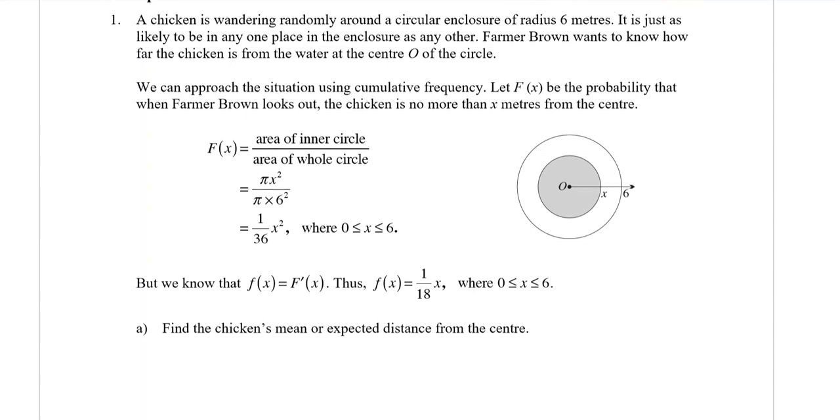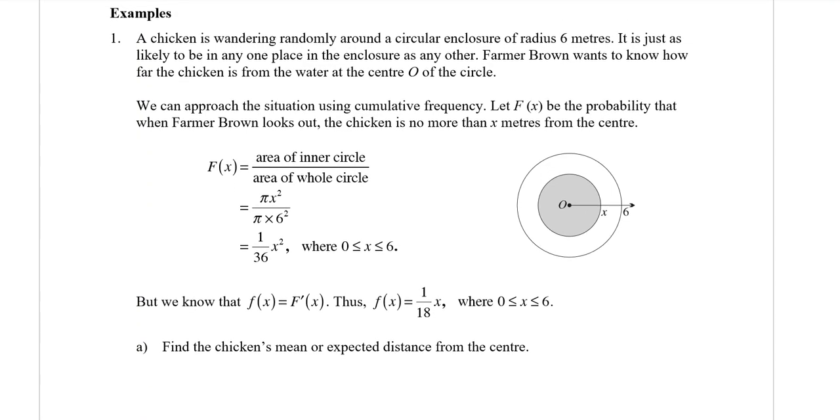All right, so, questions. A chicken, here's our chicken wandering around the paddock again. A chicken is wandering randomly around a circular enclosure of radius 6 meters. It is just as likely to be in any one place in the enclosure as any other. Farmer Brown wants to know how far the chicken is from the water at the center O of the circle. We can approach this situation using cumulative frequency. Let capital F of x be the probability that when Farmer Brown looks out, the chicken is no more than x meters from the center.